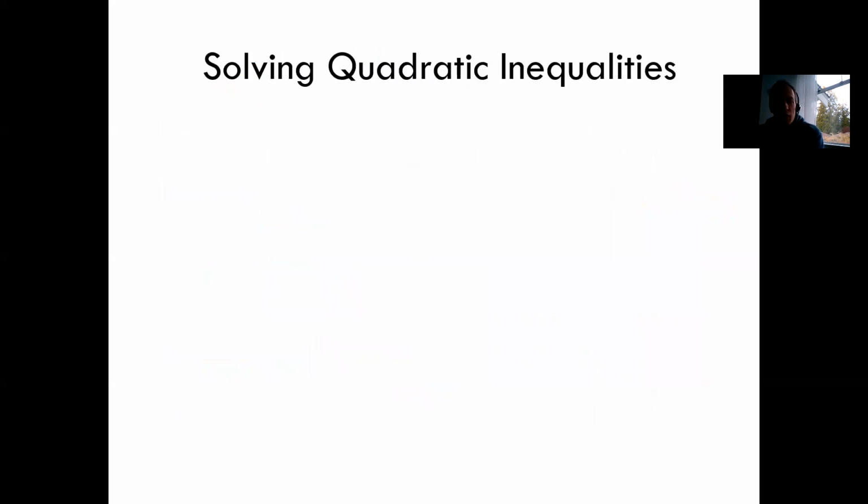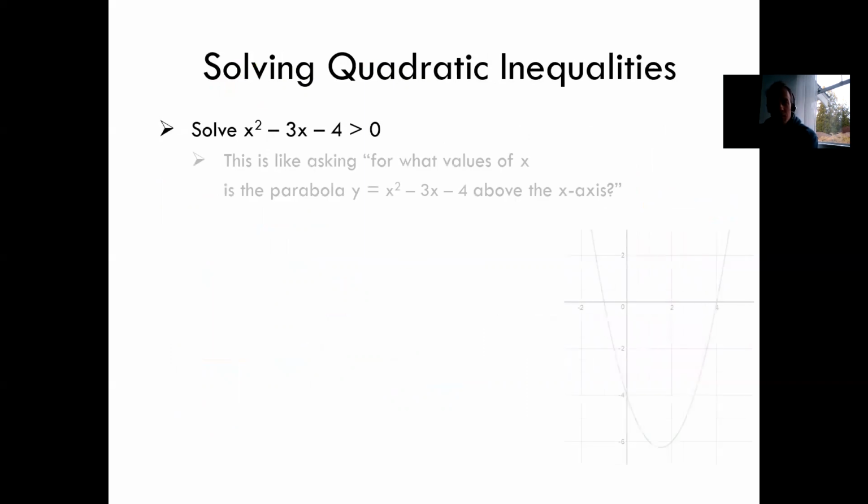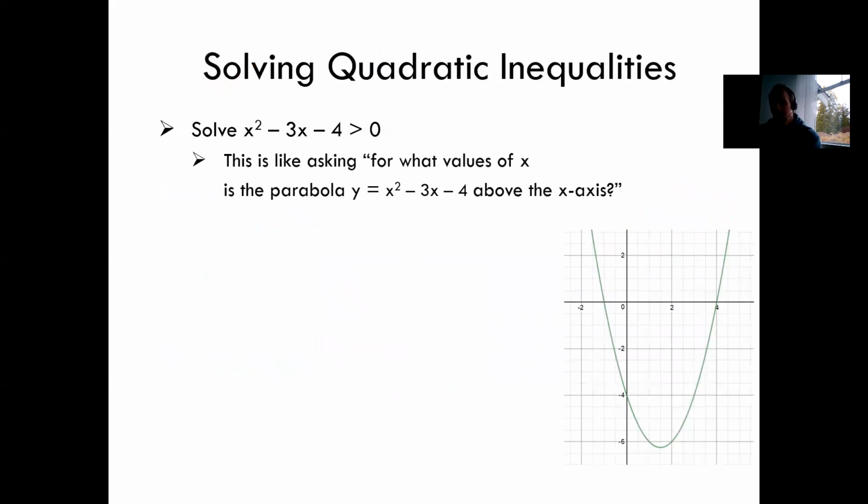Now we're going to take this idea and go to inequality. If I ask you something like solve x squared minus 2x minus 4, when is that greater than 0? This is the same thing, except now we're talking about when this parabola here is greater than 0, or when this parabola is above the x-axis.